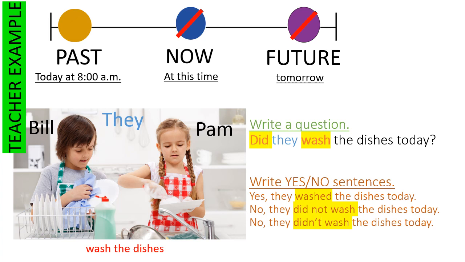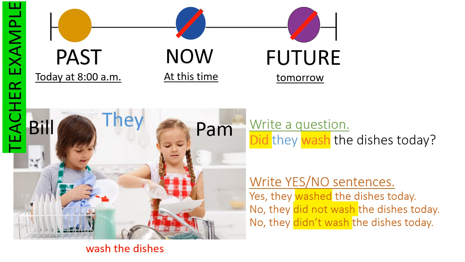And then my yes, no sentences, I have 3 different answers. You're only required to write 2. You only have to write 1 yes and 1 no. If you would like to do 3 or 4, that's up to you. That's more practice for you.